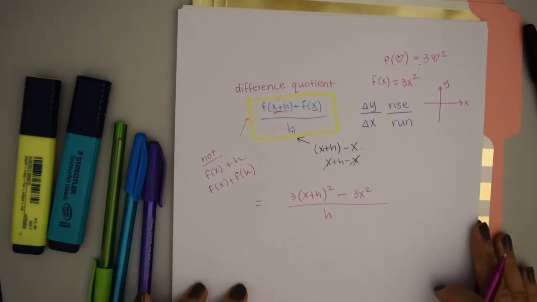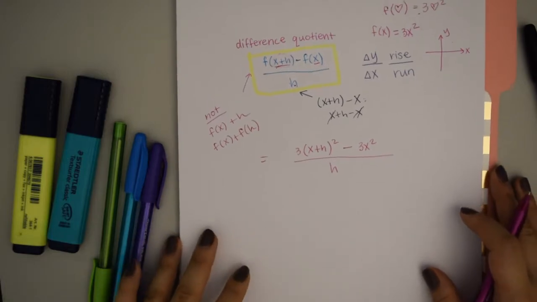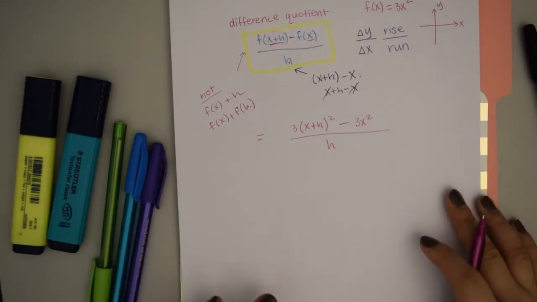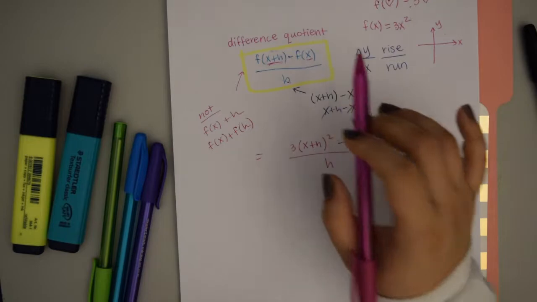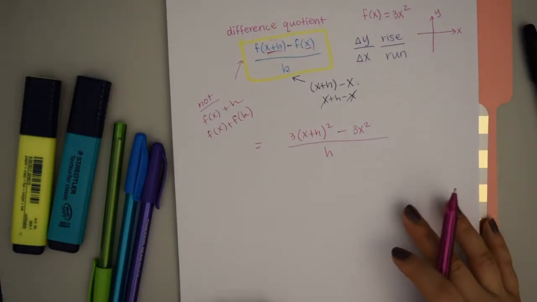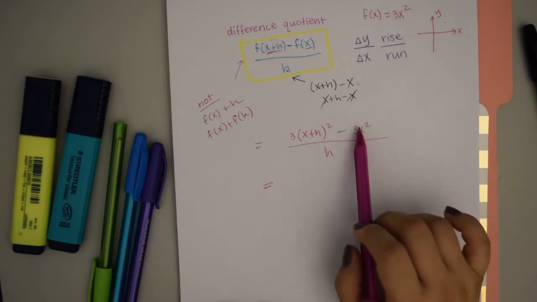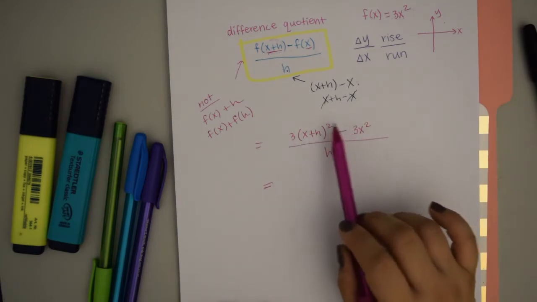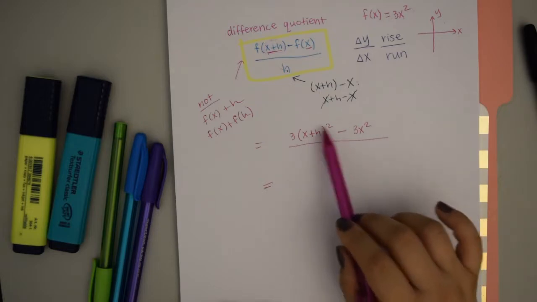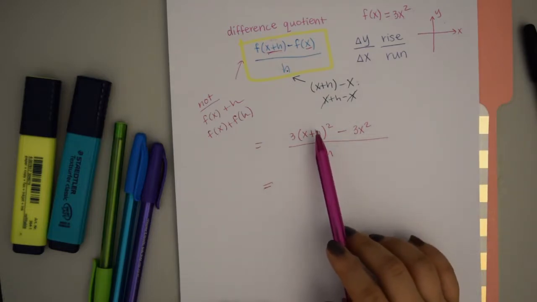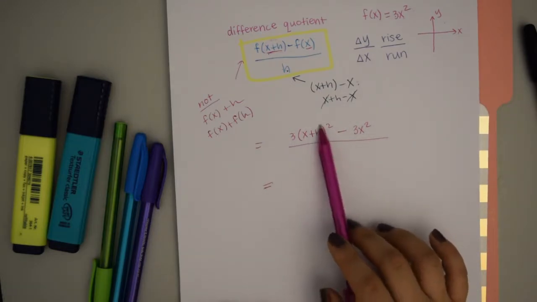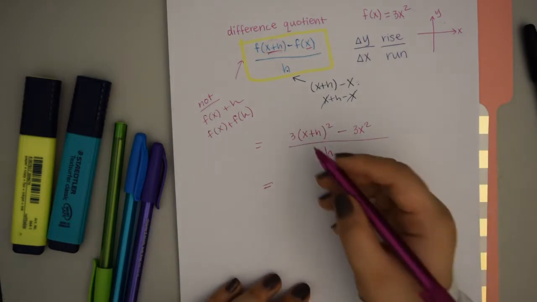And so now all we need to do is simplify this thing, so we're going to get an expression, and that's what it means to find the difference quotient. We want to simplify and get some kind of expression. So here you can do a few things. You can either factor the 3 and notice that you have a difference of squares, and go ahead with that. For now, I'm going to go ahead and just expand this thing out.